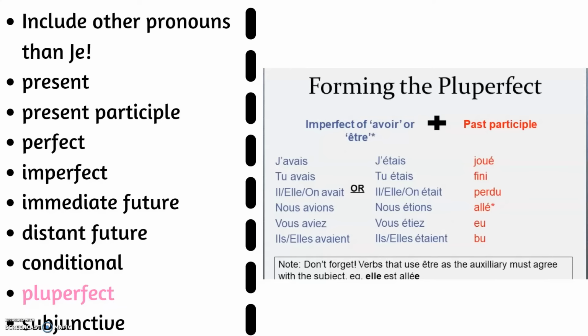So what you have to do is form the imperfect of avoir or être, which is either j'avais or j'étais, and then you use a past participle, like joué or fini. So same as the perfect, the past participle is there as well. You use the same past participle, but instead of using the auxiliary, you just use the imperfect of avoir or être.